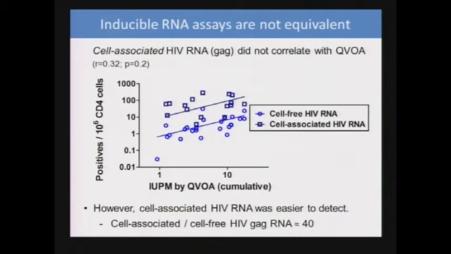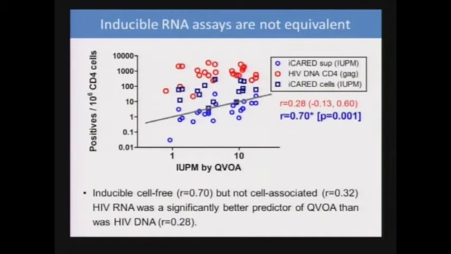In contrast, cell-associated HIV RNA was not significantly correlated. Now, in a larger cohort, I think it probably would be. The correlation coefficient here was 0.3, but it was not statistically significant in this group. And it was, in general, more cell-associated HIV RNA. There were more cells that could be activated to produce intracellular RNA than extracellular GAG, by a factor of about 40 when we looked at GAG and a factor of about 6 on average when we looked at TAT-REV.